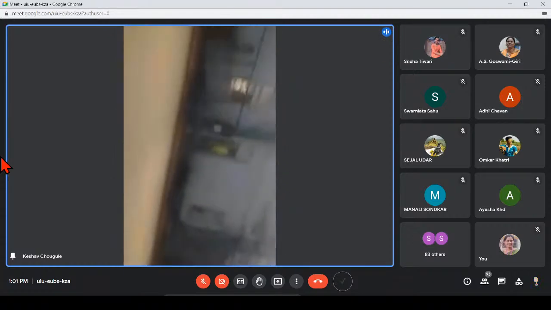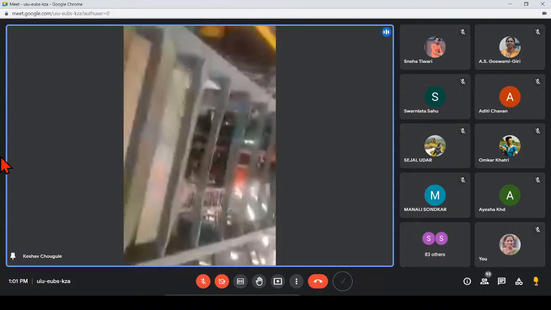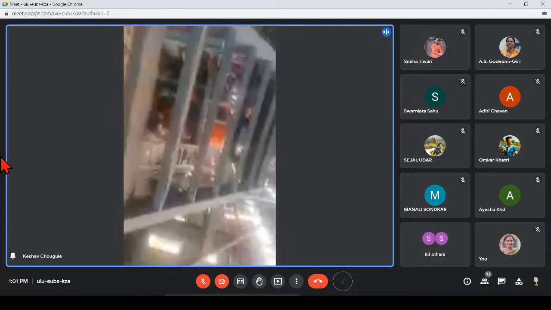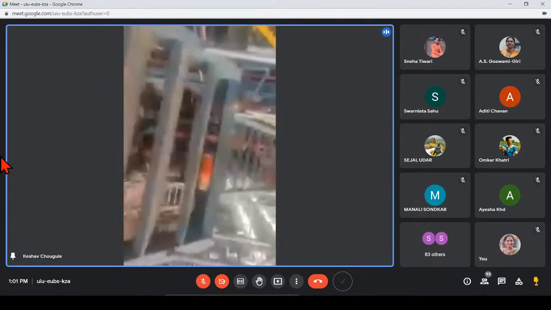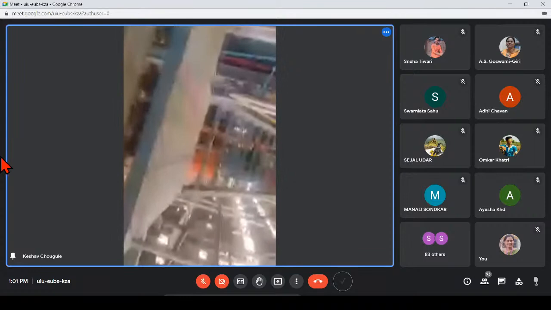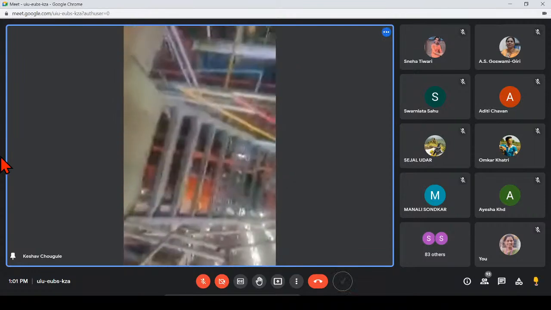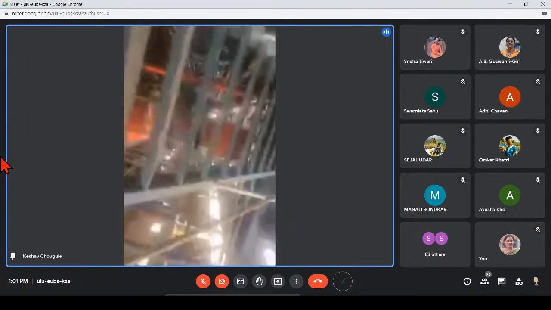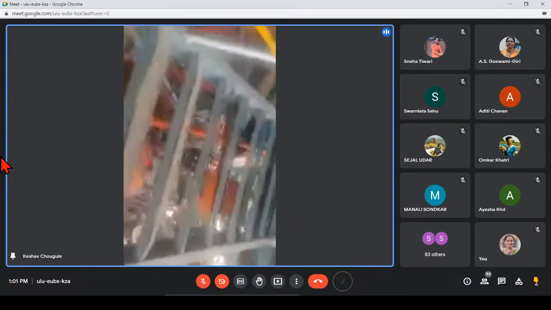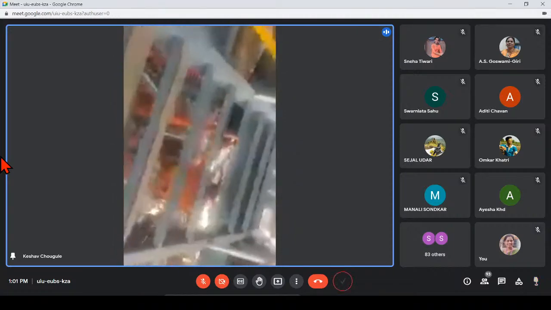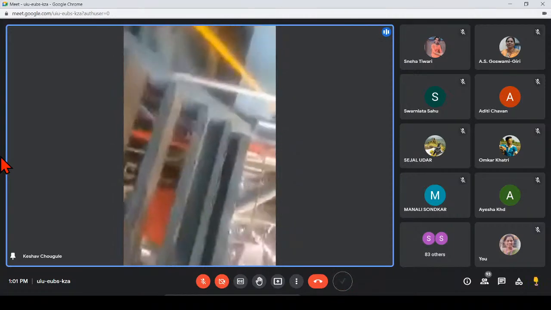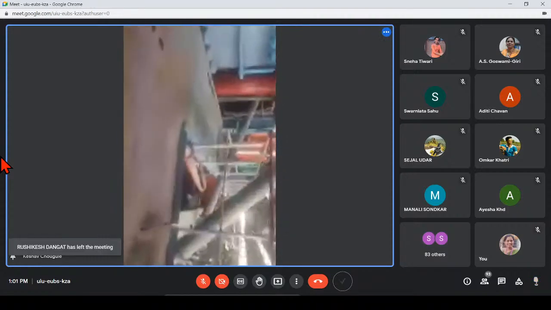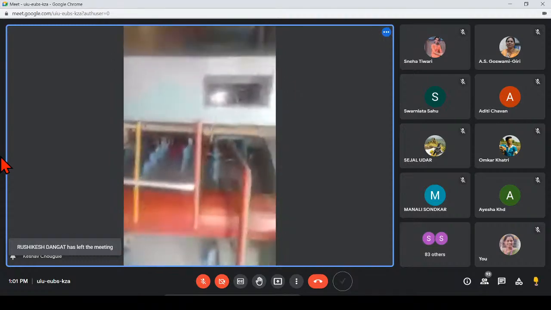Now we move towards the boiling section of the sugar factory. That means the raw juice coming from the milling house is boiled up to 105 degrees Celsius, and after that it changes the viscosity of that juice, and after that they will pump it upward in the direction of the vacuum tube. Okay, now we will see the boiling section.